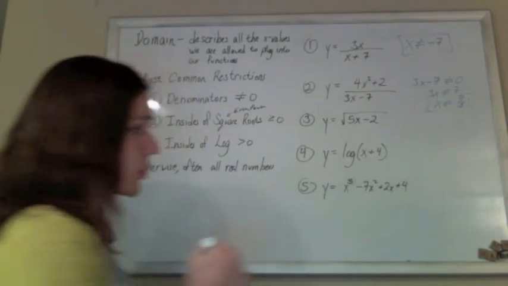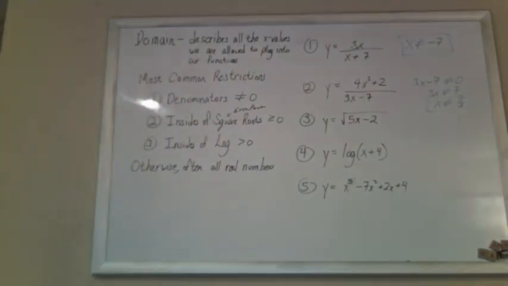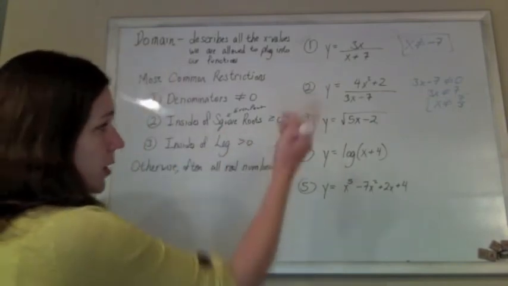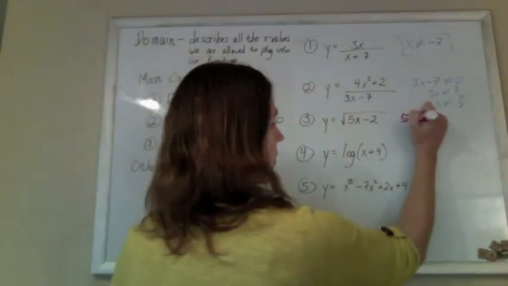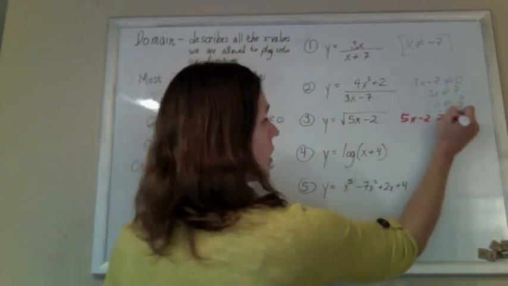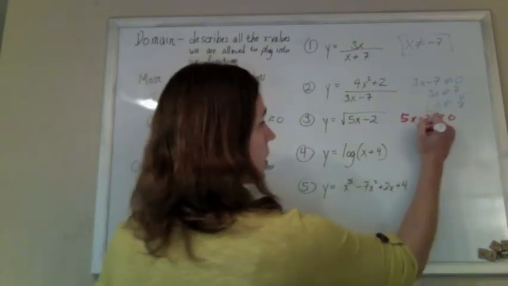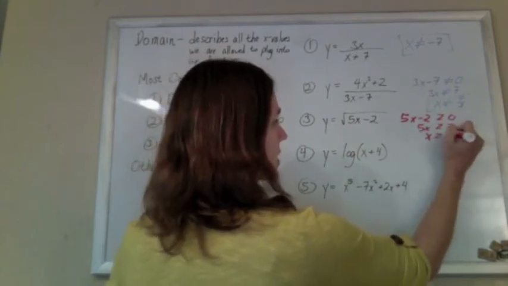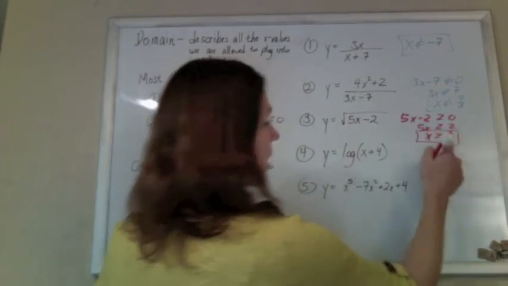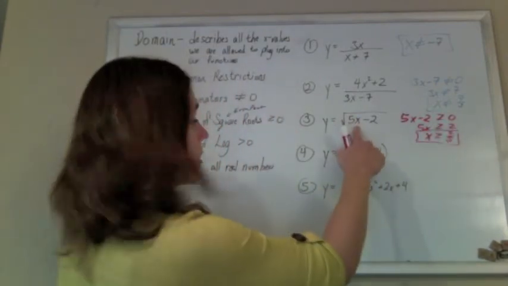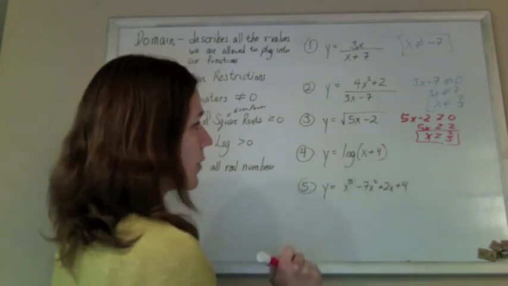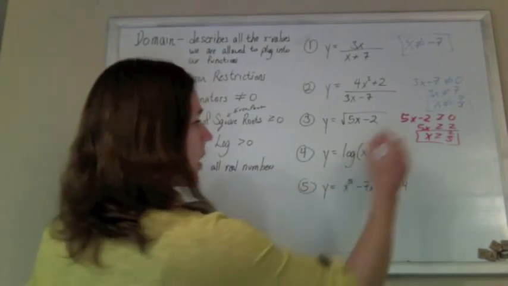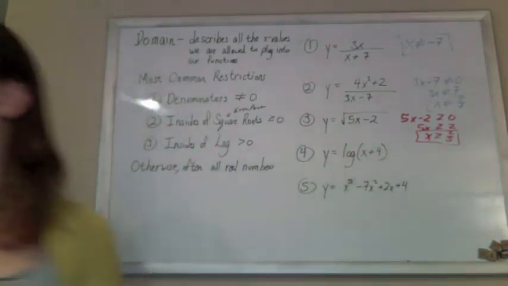If I were to go on to the next one, now I don't have any denominators. Now I just have a square root. And I said that the insides of square roots have got to be greater than or equal to 0. So I say 5x minus 2 has to be greater than or equal to 0. So 5x has to be greater than or equal to 2. So x has got to be greater than or equal to 2/5. I can plug in any x I want greater than or equal to 2/5 into here, and I won't have a problem. Anything less than that, this thing will be negative. Try it. You'll see.